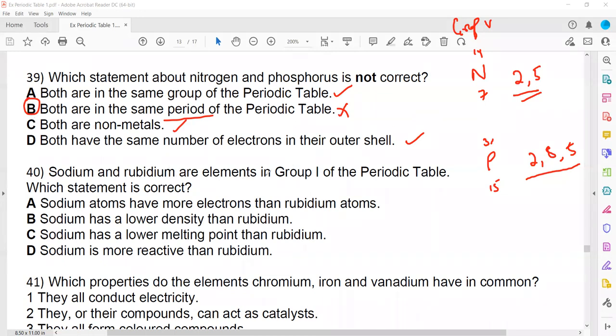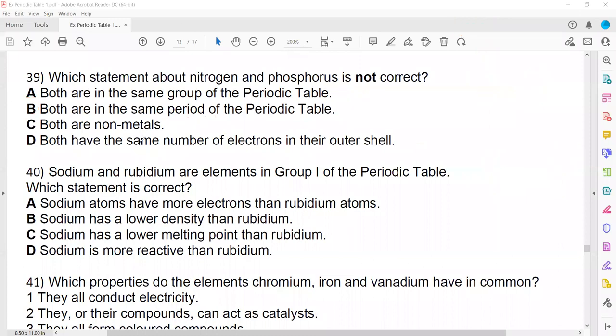Sodium and rubidium are in group 1 of the periodic table. Which statement is correct, or which is a right statement? Sodium atom has more electrons than rubidium. That's wrong, because sodium is at the top and rubidium is at the bottom. So the number of electrons and protons increases. So sodium cannot have more, it should be less.